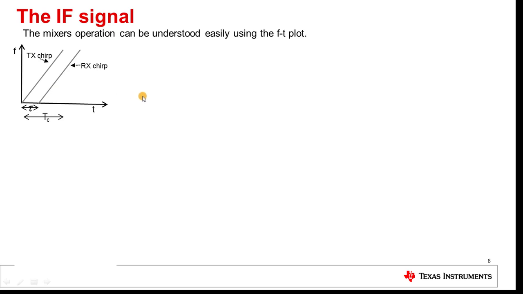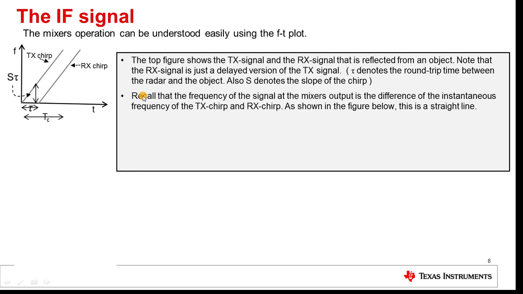Remember from the last slide that the output frequency of the mixer is the difference of the instantaneous frequencies of its two inputs, namely the TX chirp and the RX chirp. So to generate the FT plot for the IF signal, I just need to subtract this line from this. And as you can see, these two lines are at a fixed distance from each other, and that fixed distance is given by the slope of the chirp times the round trip delay. In other words, S tau.